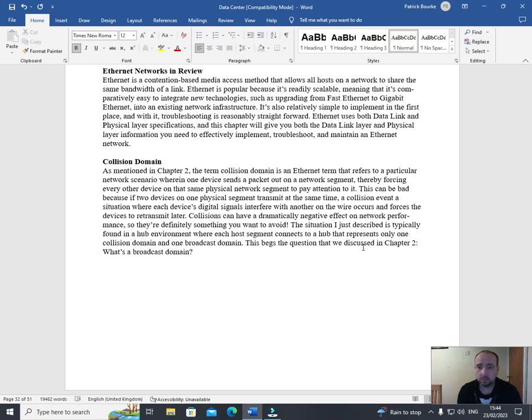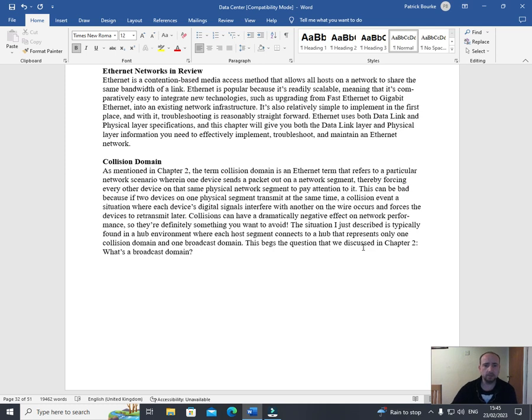It's also relatively simple to implement in the first place, and with it, troubleshooting is reasonably straightforward. Ethernet uses both data link and physical layer specifications, and in this chapter we will give you both the data link layer and the physical layer information you need to effectively implement, troubleshoot and maintain an Ethernet network collision domain.